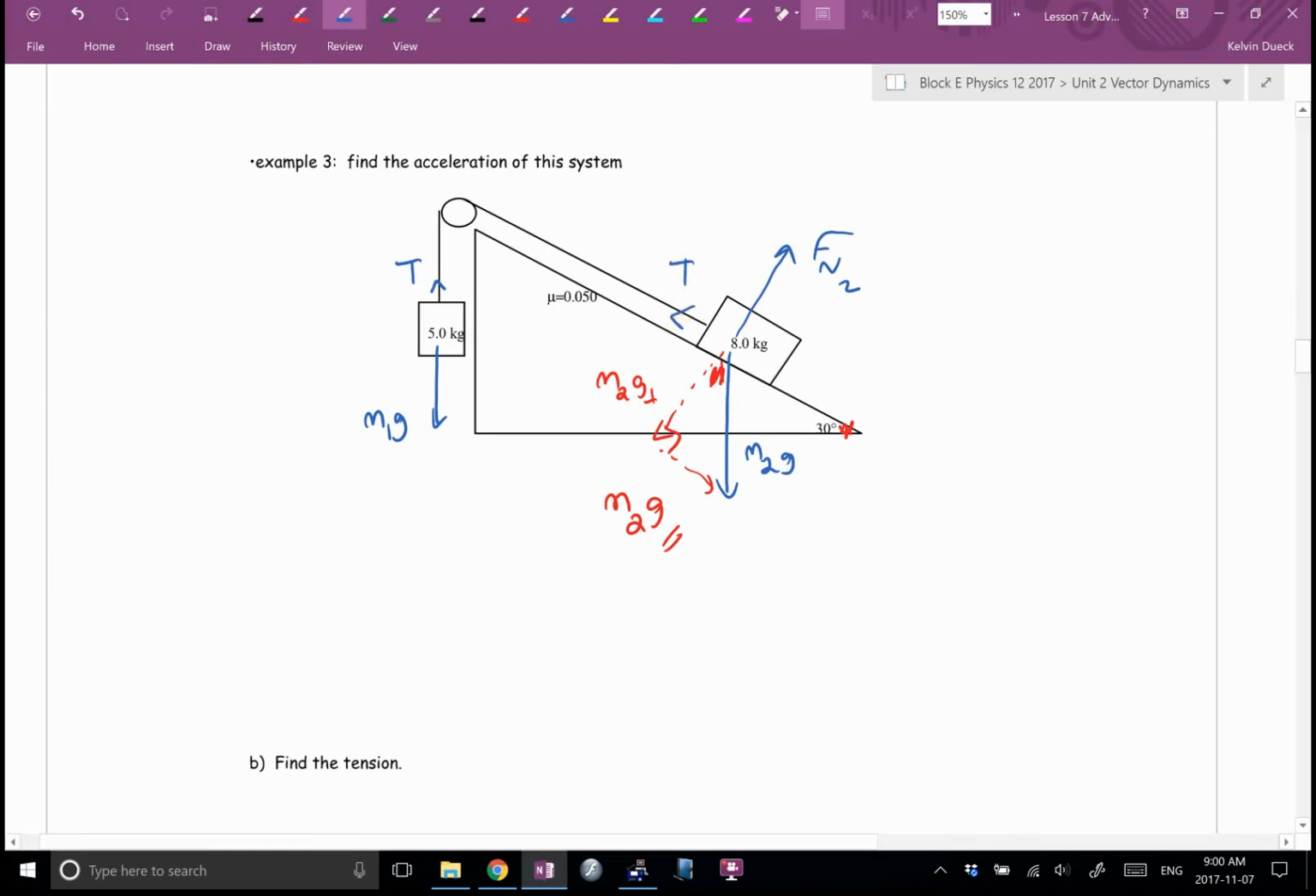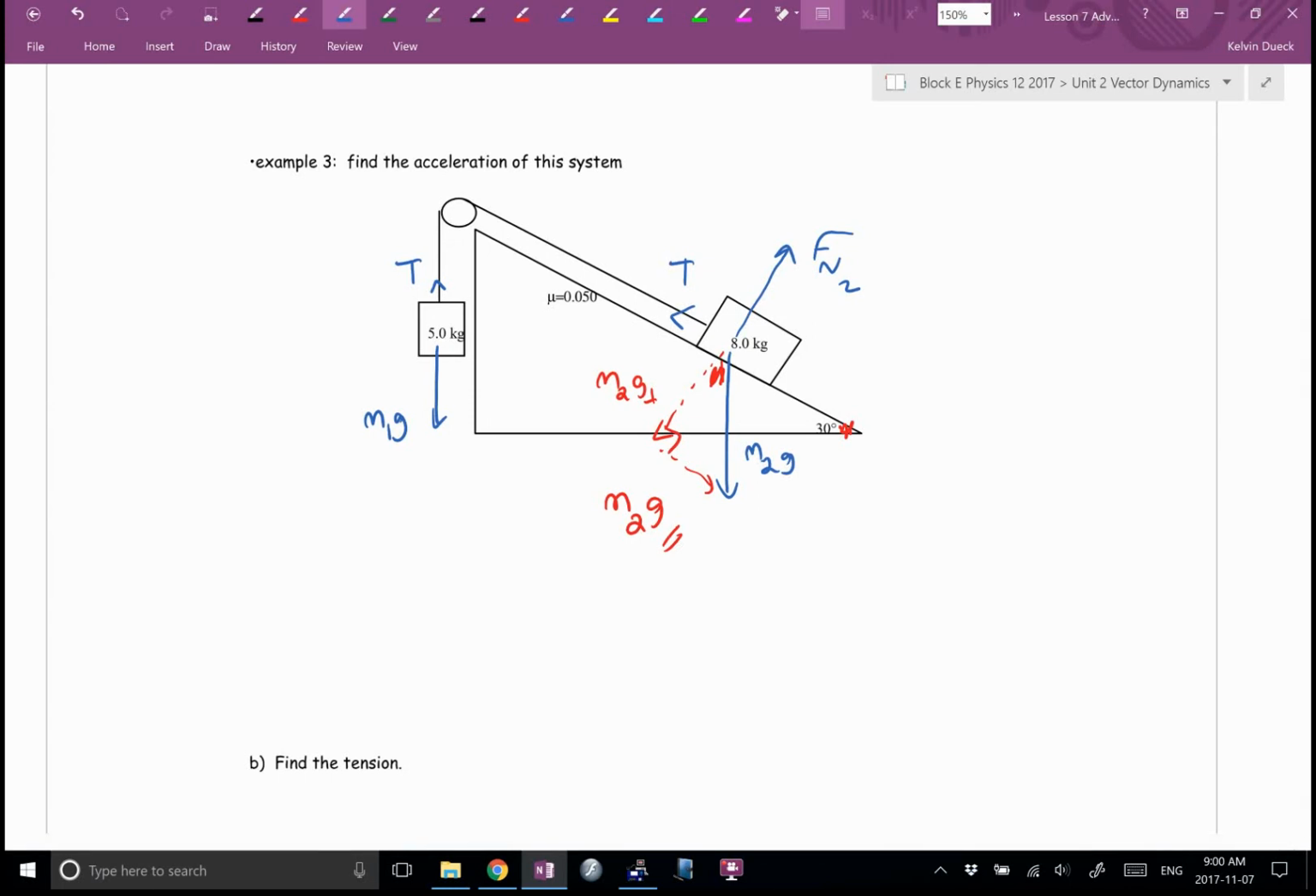Is there friction? How do you know? Is there a mu? Yeah, so is there friction? How do you know? I gave you a coefficient of friction. Not much friction. Which way? This is the problem. I don't know whether the 8 is sliding up or sliding down.